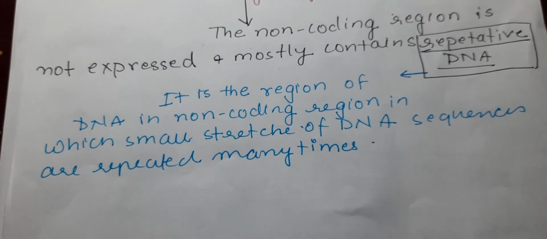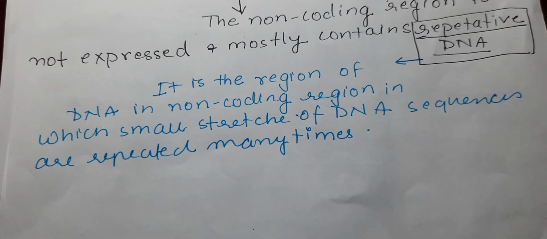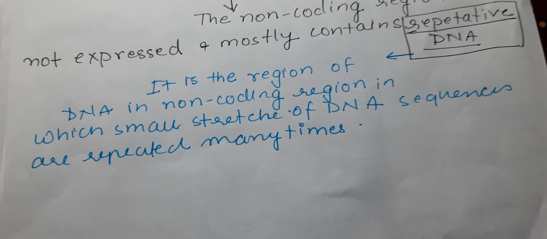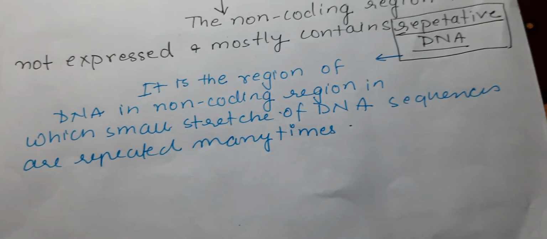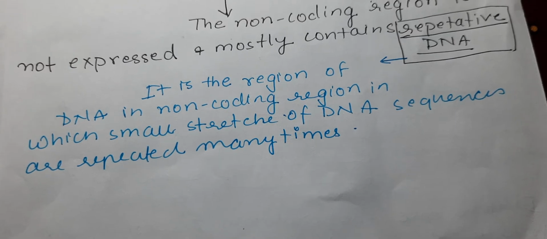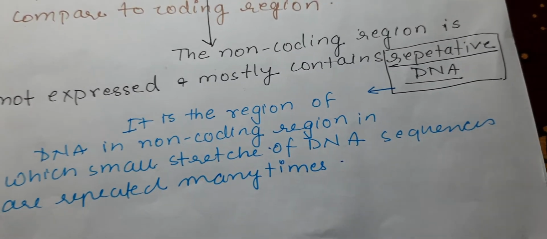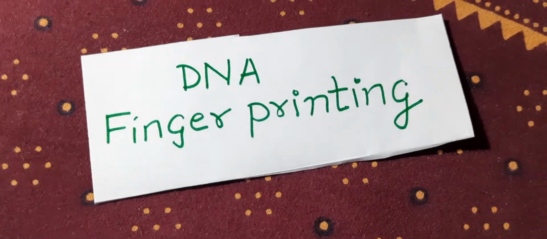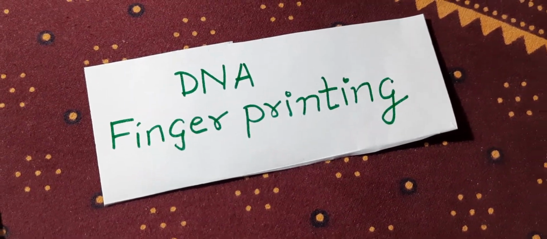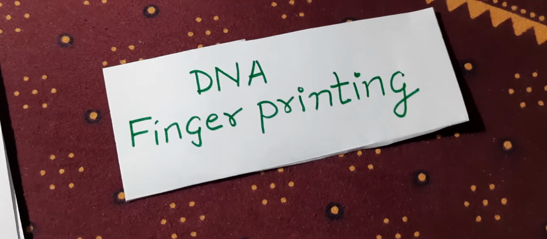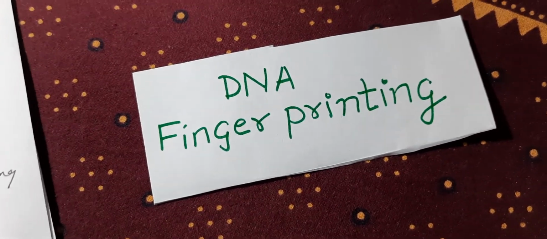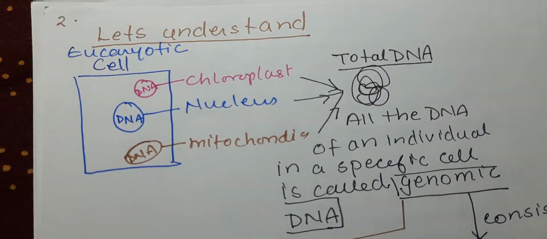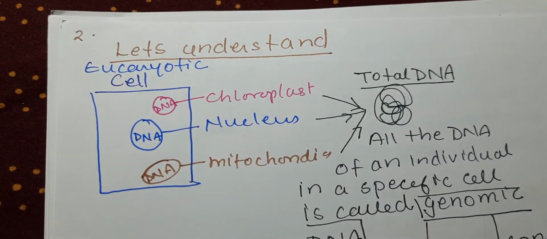Now, it is the region of DNA in the non-coding region in which small stretches of DNA sequence are repeated many times. So there are a number of repeats in the repetitive DNA. The same stretch of DNA sequence is repeated several times. That is what we mean by repetitive DNA. Now let's understand how this works.